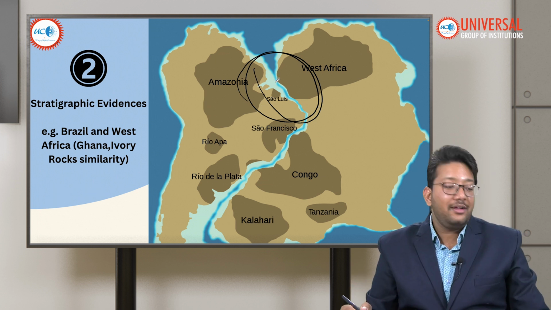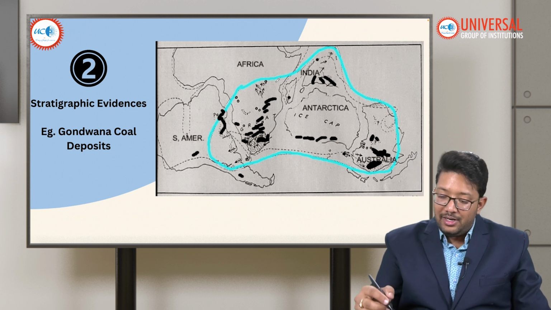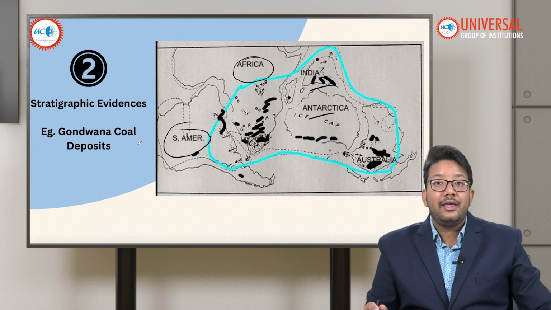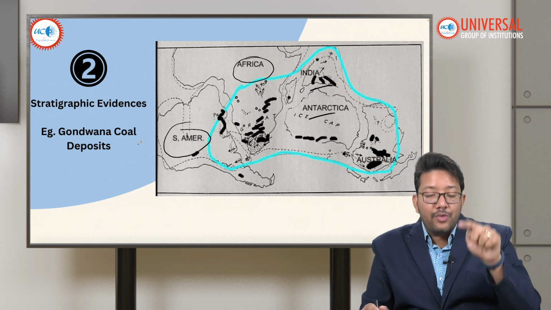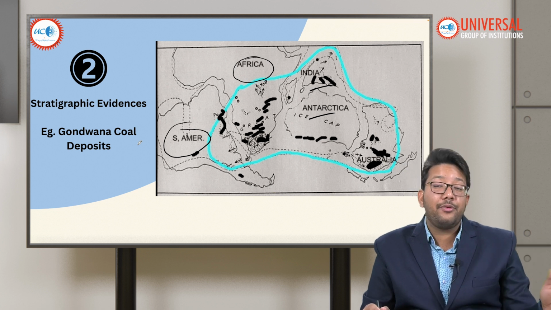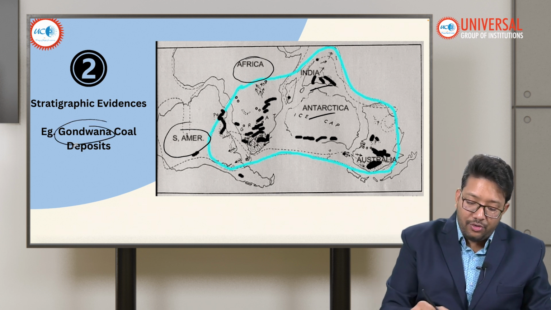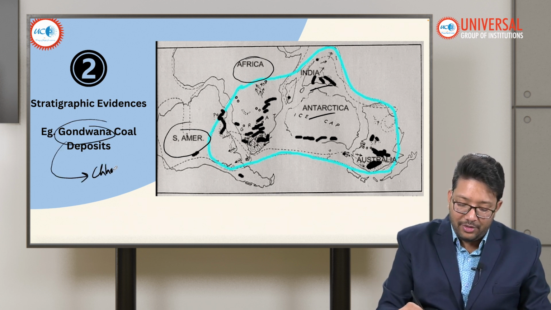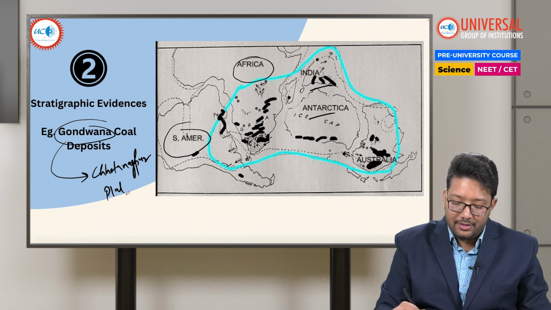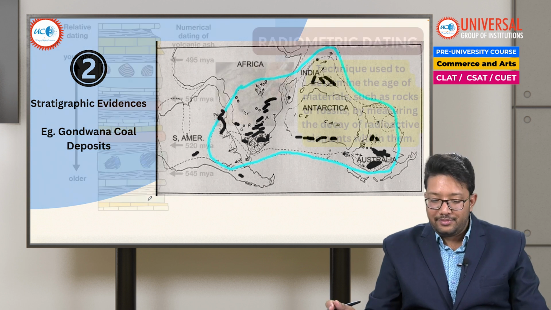You see, earlier the continent was one. Gondwana coal deposit, the third example, we can see in Antarctica, India, Africa and South America. In these continents, Gondwana coal deposits are found. There are 2 types of coal deposits: first is Gondwana coal deposits and second is tertiary coal deposits. In our India, we get the Gondwana coal deposits in the Chota Nagpur Plateau region. Okay? So these are our stratigraphic evidences.